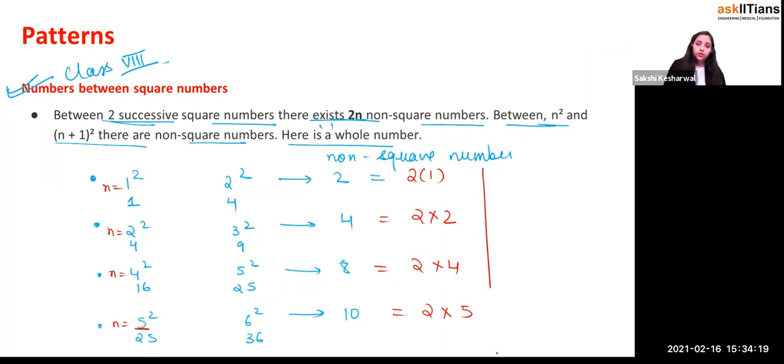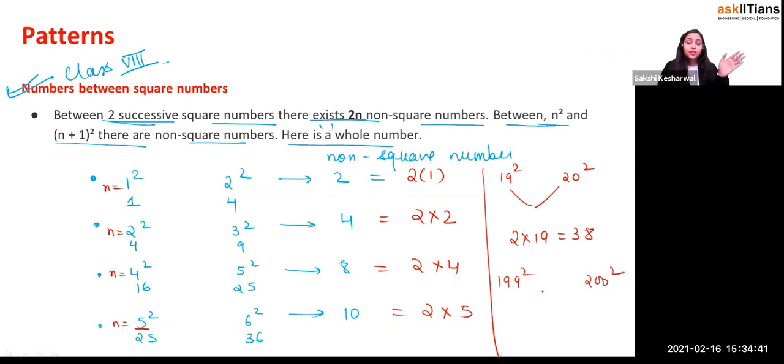If I ask you one question, how many numbers will exist between 19 square and 20 square? You don't need to know what 19 square and 20 square are. How many numbers will exist between them? It will be 2 into 19, which is equal to 38. That's it. Now, if I ask you a big number, like 199 square and 200 square, how many non-square numbers are going to exist between them? You just multiply 2 into 199, which is equal to 398. That's your answer. 398 non-square numbers lie between them, right?